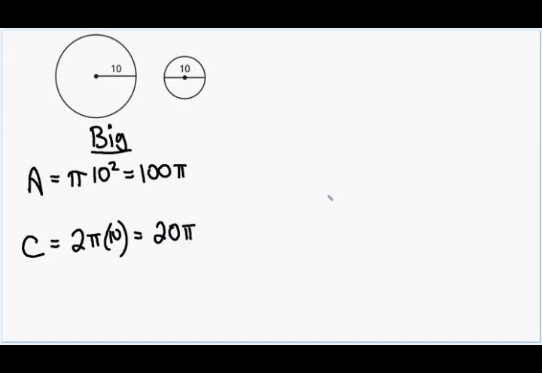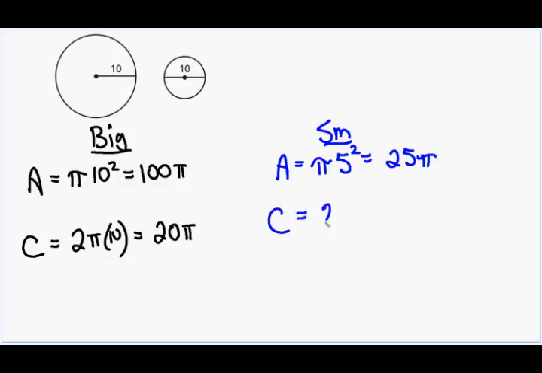Now I'm going to switch to blue ink. Let's compare that to the smaller circle. The smaller circle has a radius of 5, so its area is pi times the radius 5 squared, and that will be 25 pi. The circumference is 2 times pi, and the radius is 5. So the circumference there is 10 pi.